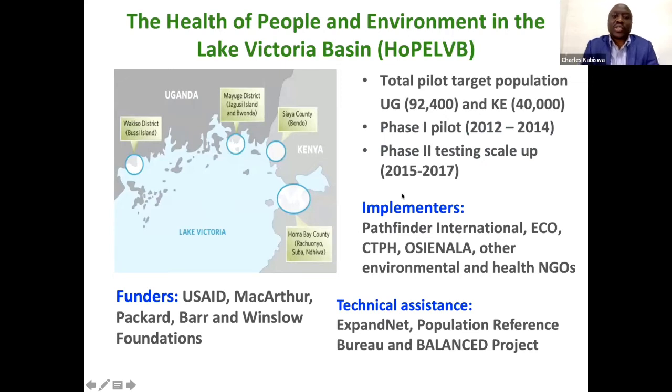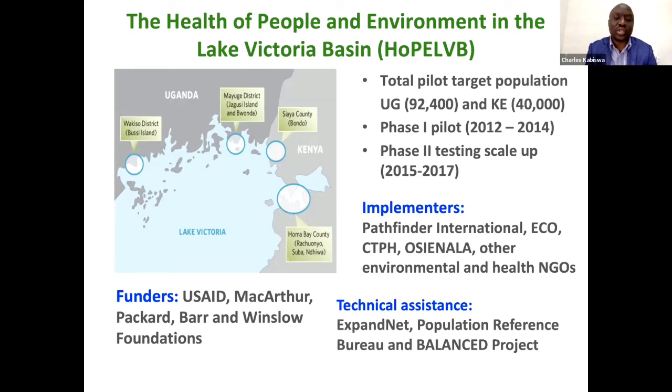was implemented in 2 countries, Uganda and Kenya, and because it is integrated in nature, it brings different sectors of health, population, and environment together. So we had multi-stakeholder cross-sector partners, including Pathfinder International, Conservation through Public Health, and a number of environmental and health organizations within East Africa.